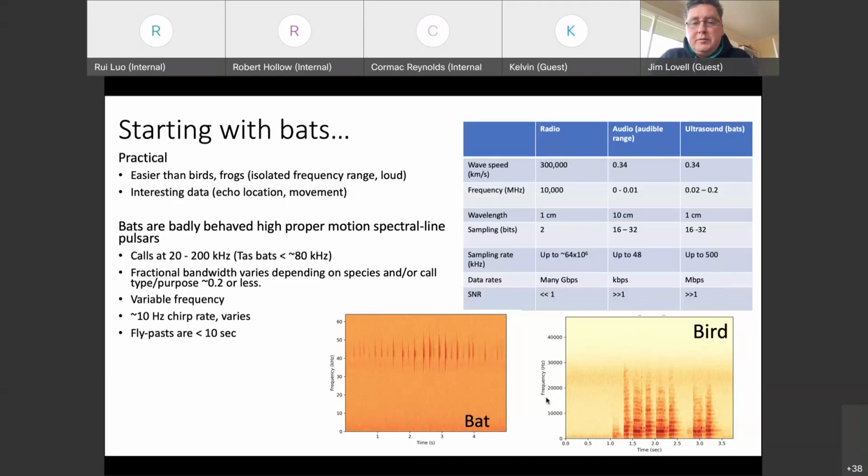The two plots at the bottom show some spectrograms taken with one of the recorders I've been playing with, and you can see the bat calls right up there in the 40 to 50 kilohertz range, whereas birds are right down from 0 to 30. So it's a lot easier to separate the bats from the birds.